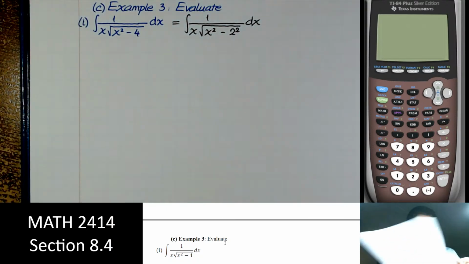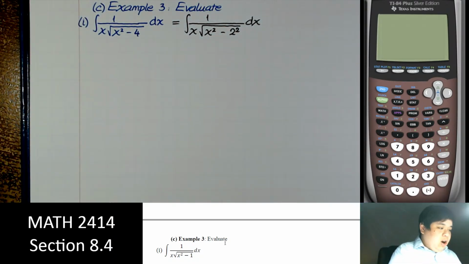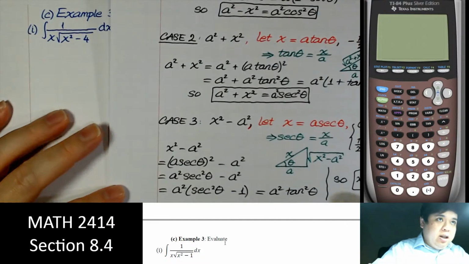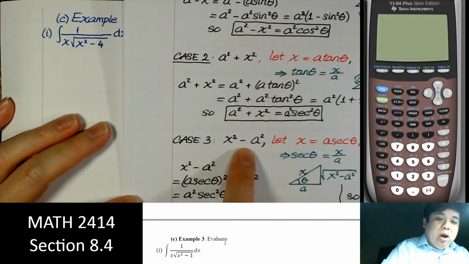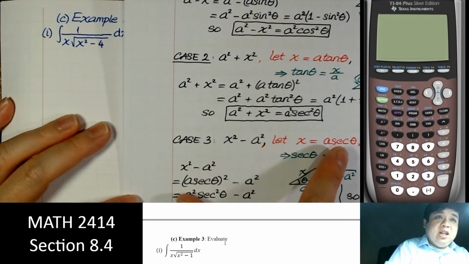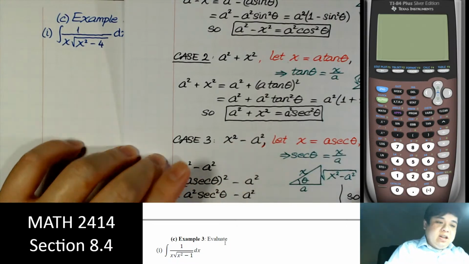So what happens if we have x squared minus a constant square? So the beginning of section 8.4, we have 3 scenarios. And the case where we have x squared minus a squared, we're going to let x equal to a secant of theta. So this is case number 3.